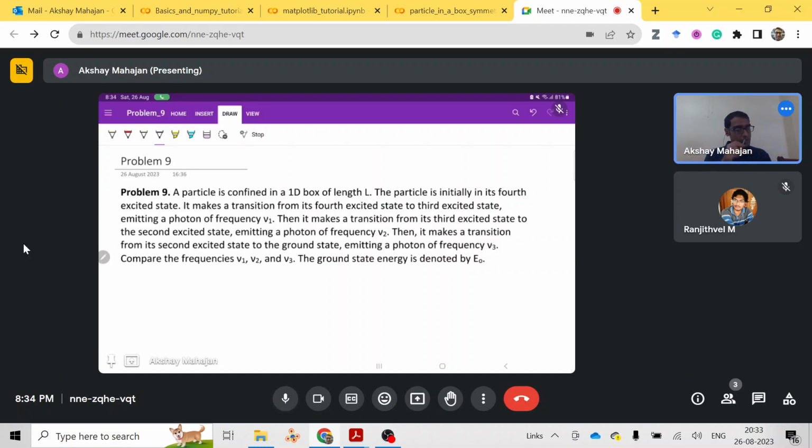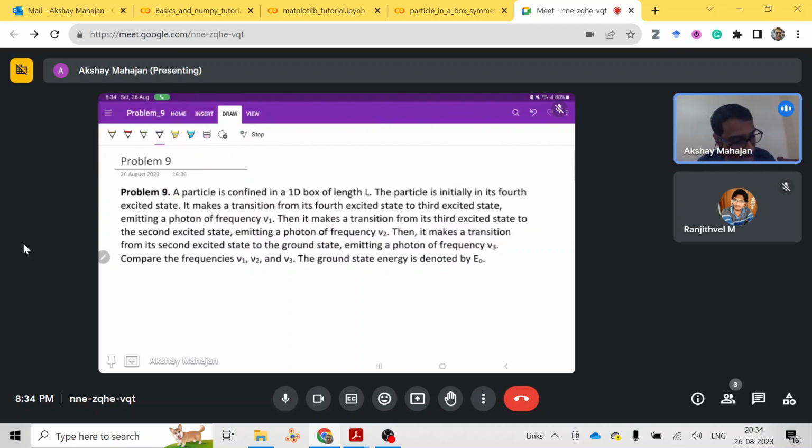Okay, so in problem number 9, a particle is confined again in a 1D box of length L. This is an interesting problem. The particle is initially in its 4th excited state, not n equals 4. When you say 4th excited state, n equals 5, and it makes a transition from its 4th excited state to the 3rd excited state, emitting a photon of frequency nu1. So let me start the solution, and then we will go through the problem.